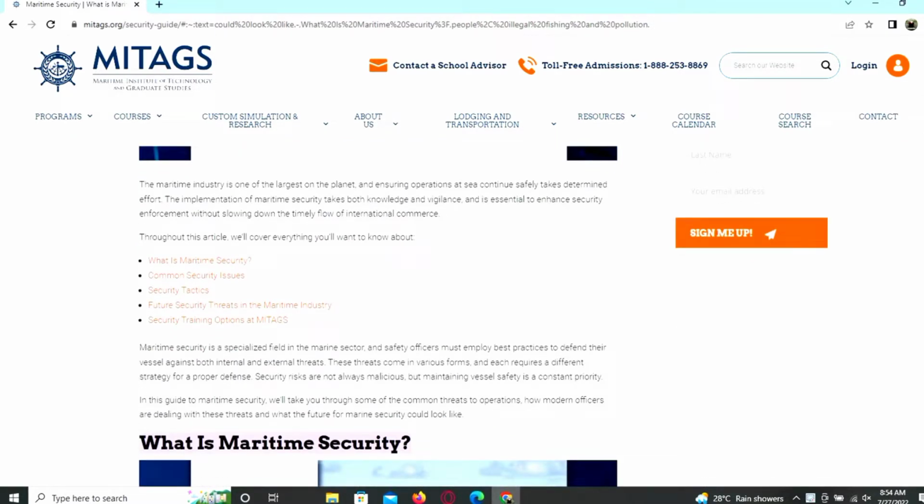The maritime industry is one of the largest on the planet, and ensuring operations at sea continue safely takes determined effort. The implementation of maritime security takes both knowledge and vigilance, and it is essential to enhance security enforcement without slowing down the timely flow of international commerce.